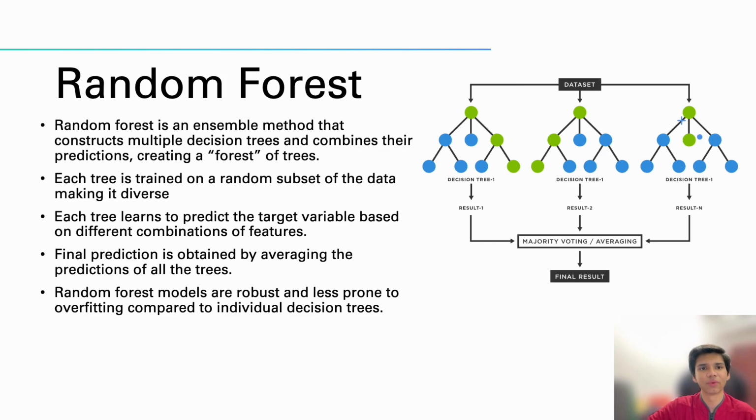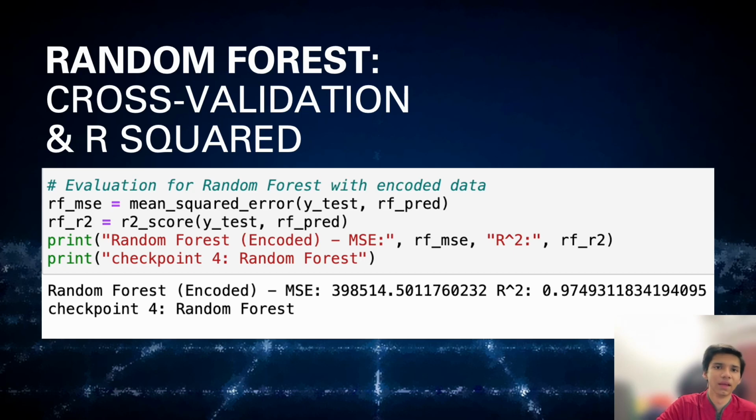After that, the random forest model does majority voting and averages out all of the predictions by the trees, and we get our final result. Random forest models are incredibly robust and less prone to overfitting as compared to individual decision trees, which can develop very strong biases. For us, the random forest returned the highest R-square value at 97.49%.